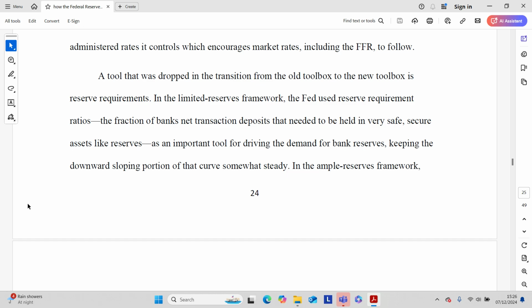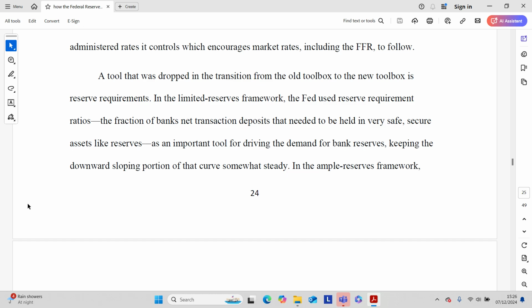A tool that was dropped in the transition from the old toolbox to the new toolbox is reserve requirement. In the limited reserve framework, the Fed used the reserve requirement ratio, the fraction of banks' net transaction deposits that needed to be held in very safe, secure assets like reserves, as an important tool for driving demand for bank reserves, keeping the downward sloping portion of the curve somewhat steady.